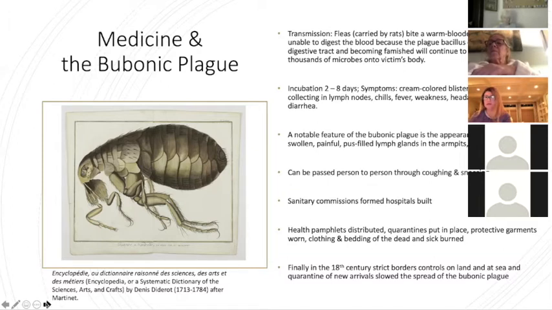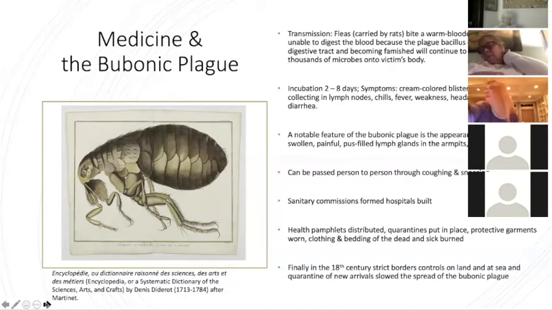And typically at the lymph nodes, there were these buboes that they would form. We'll talk about them shortly. It's thought that it could be passed through coughing and sneezing, but there were some positives. Sanitary commissions were formed and built.